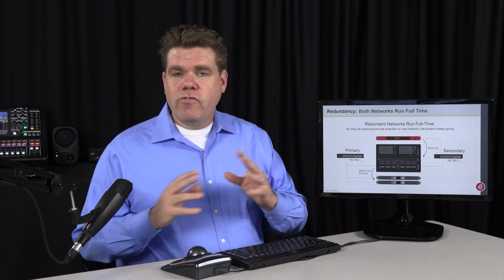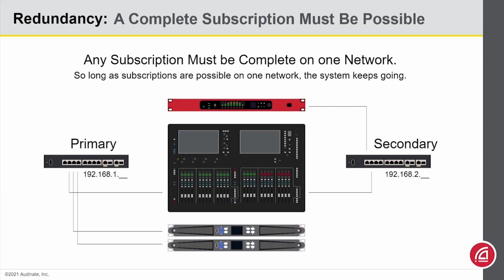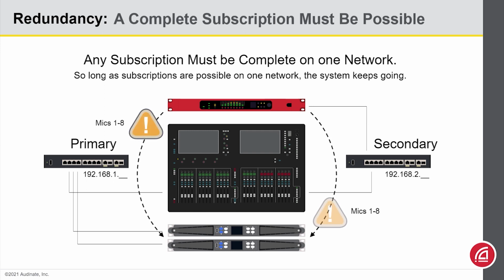So both networks are running all the time. So long as you can make a connection across one or the other, then the signal gets through unaffected. Notice that the mixer still has connections on both networks, so it can speak to the mic preamp and the amplifiers. However, if you wanted to feed a signal from the mic preamp directly to the amplifier, say you wanted to use it as a digital snake, that connection could not be made at this time. Those two devices cannot see each other on the same network.